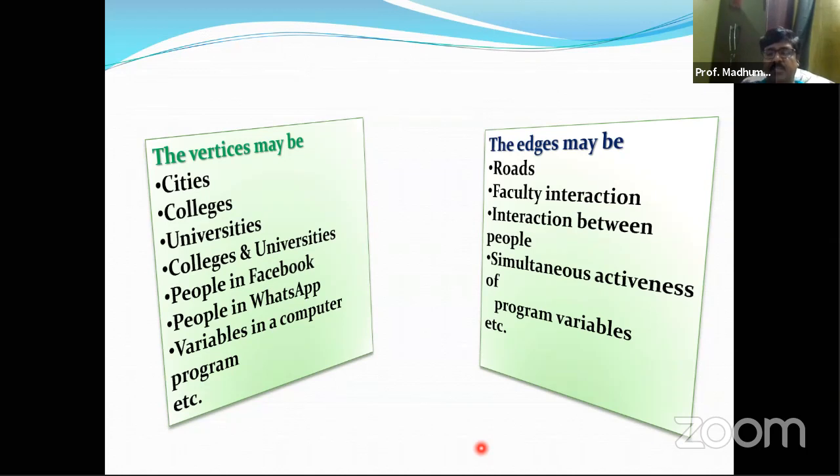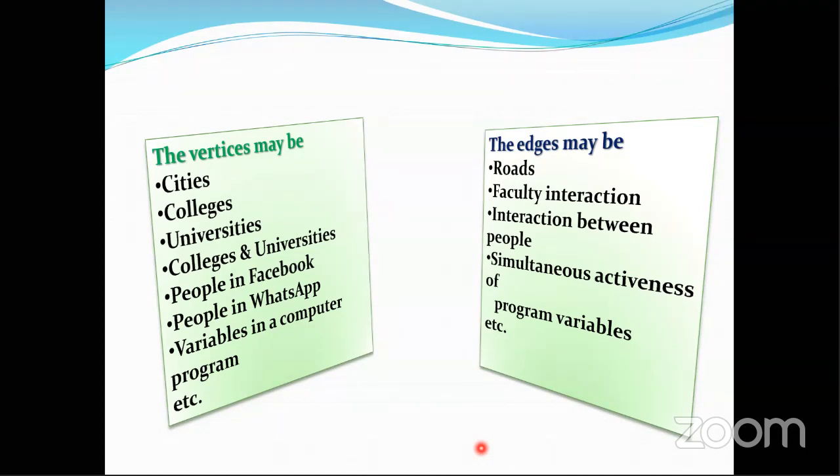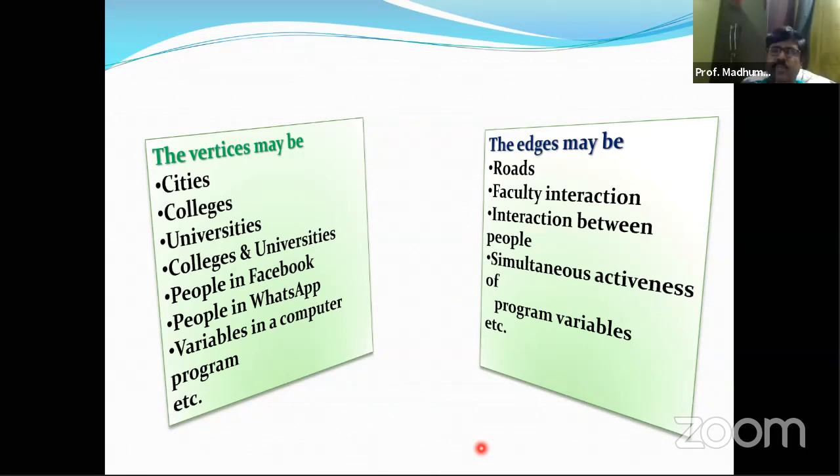Simultaneous activeness of program variables. If you consider the variables of a program as the vertices, then if two variables are simultaneously active, we may draw an edge between the variables. So this is a very interesting thing. That means for any kind of computer program, any C program or C++ program or Python program, we can draw a graph. And by solving the graph problems, we can solve the original problem.